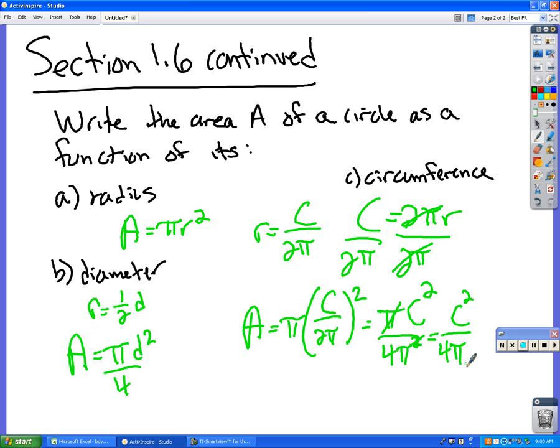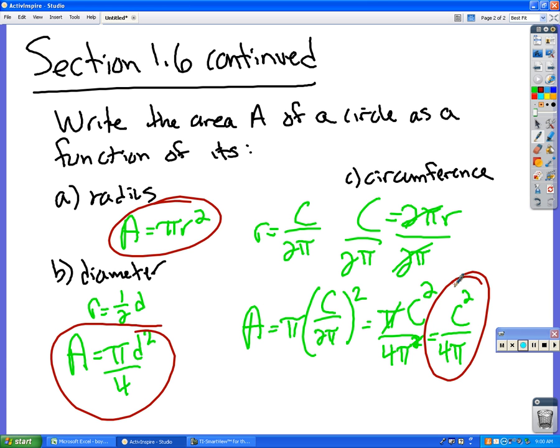I do have different answers for all of them. Here's one answer, here's one answer, and here's one answer. So those are my three. So those are 3 different ways that you can write the formula for the area of a circle, depending on whether you know the radius, the diameter, or the circumference.